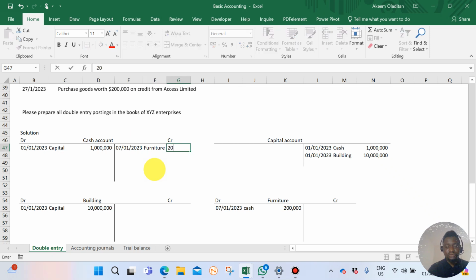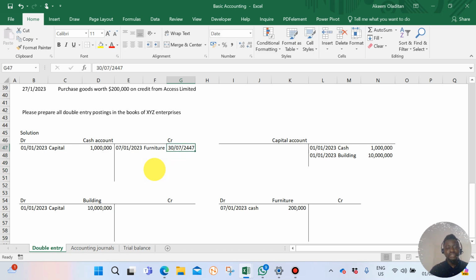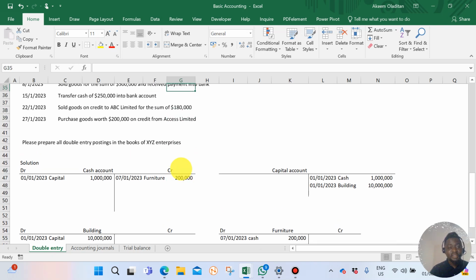So then you put 200,000 credit. If you look at it, what we've been saying is that every single transaction that you post must have double entry. That is the rule that we're following, and if you see it, we'll be following the rule. So let's go ahead again.